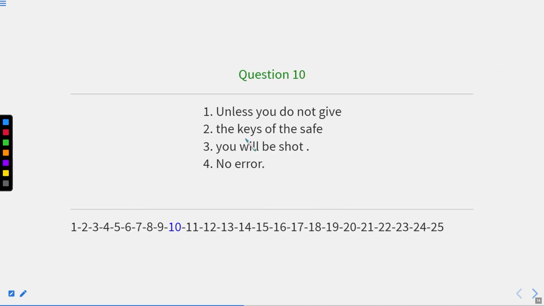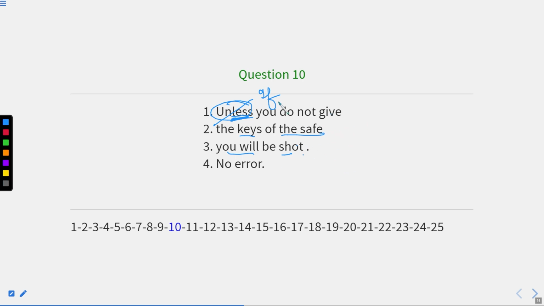Unless you do not give the keys of the safe, you will be shot. Now, unless is actually a negative word, so with unless we cannot have another negative word. But if I say unless you give the keys, then the sentence will be incorrect. Okay, if one person gives the keys, why will he be shot then? So here the error is in unless. That unless should be replaced with if. If you do not give the keys of the safe, you will be shot. This will be the real sense of the sentence.